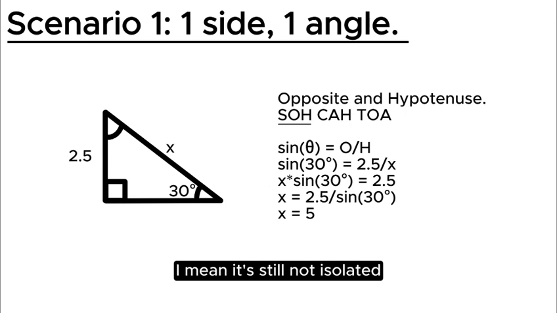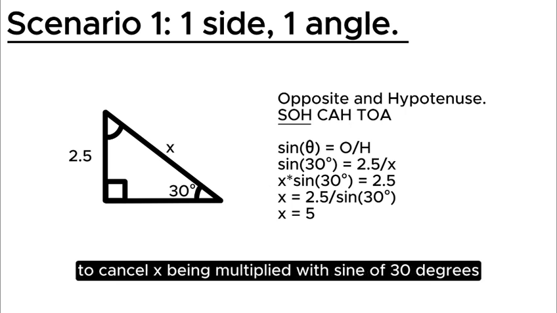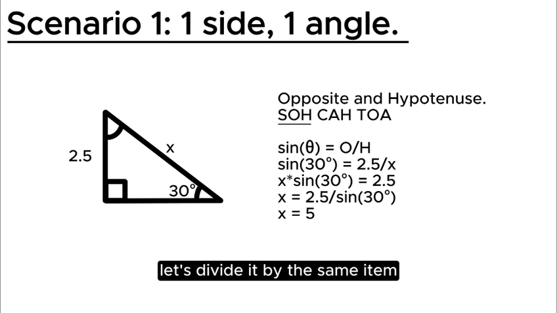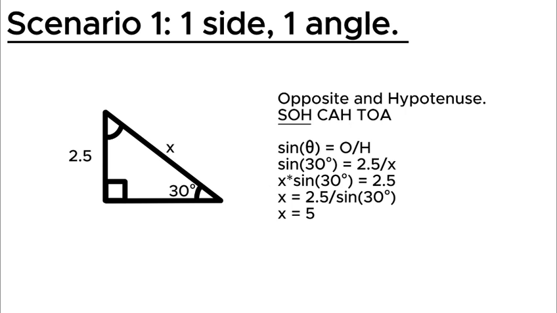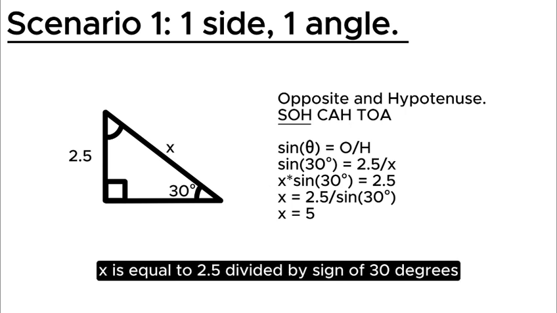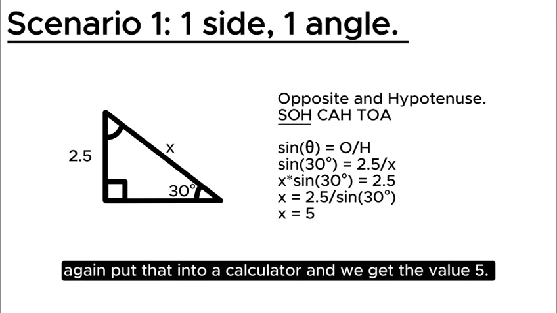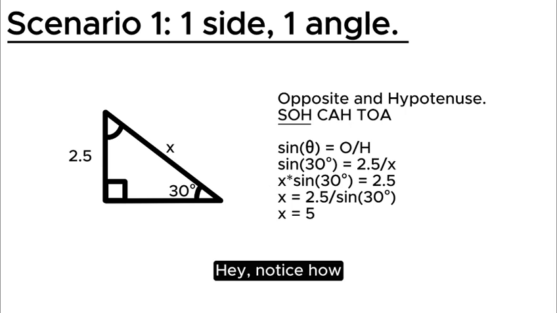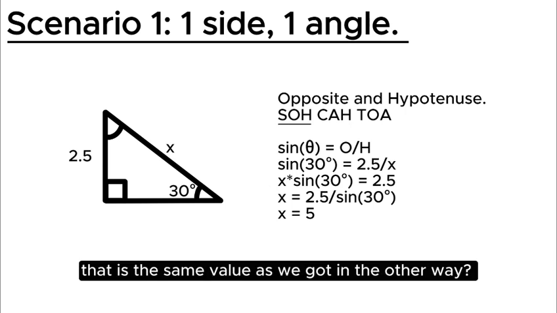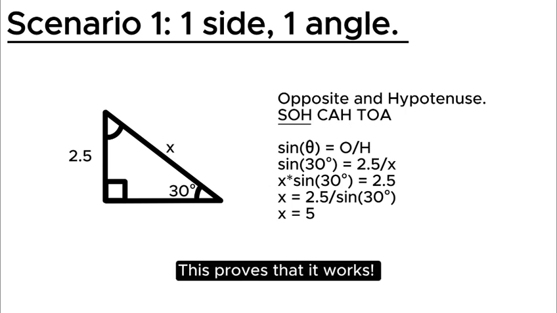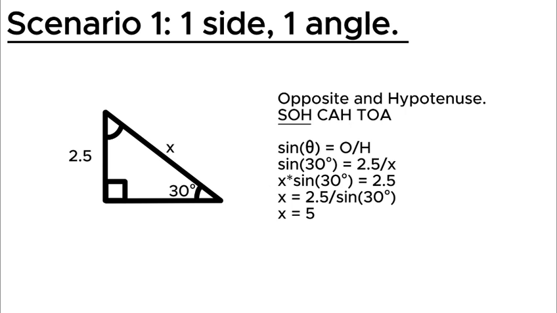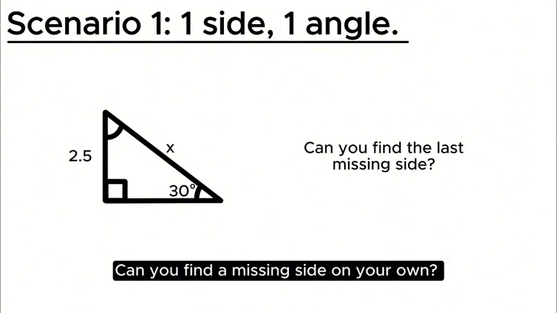I mean, it's still not isolated. To cancel x being multiplied with sine of 30 degrees, let's divide by the same item to cancel it out. x is equal to 2.5 divided by sine of 30 degrees. Again, put that into a calculator, and we get the value 5. Hey, notice how that is the same value as we got the other way? This proves that it works. As for the other functions, it is still the same procedure. Can you find the missing side on your own?